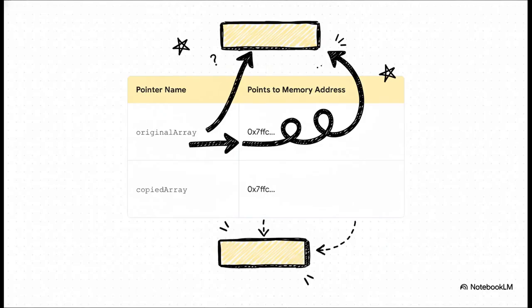What's actually happening is something called a shallow copy. What you've done is you've created two names, original array and copied array, but they are both pointing to the exact same spot in memory. They're like two different street signs pointing to the same house. So if you go in and repaint the walls using one street sign, the house is still repainted if you get there using the other one. There's only one set of data.